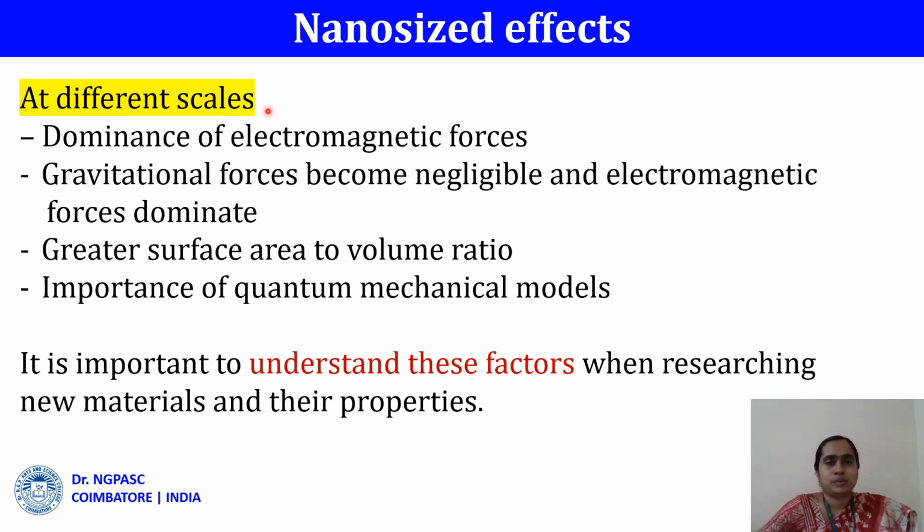So at different scales, what is happening? The dominance of electromagnetic forces comes into effect. The gravitational forces become negligible, and electromagnetic forces dominate. Greater is the surface area to volume ratio. The importance of quantum mechanical models comes into play. And before we take new materials for study or analysis and understand their properties, we have to deal with all these factors to understand a material.